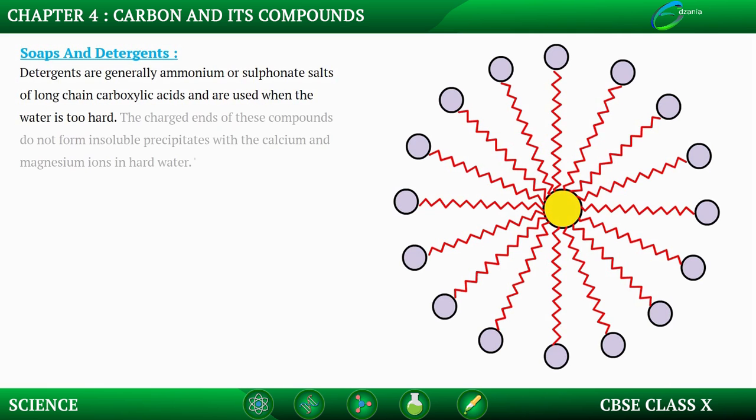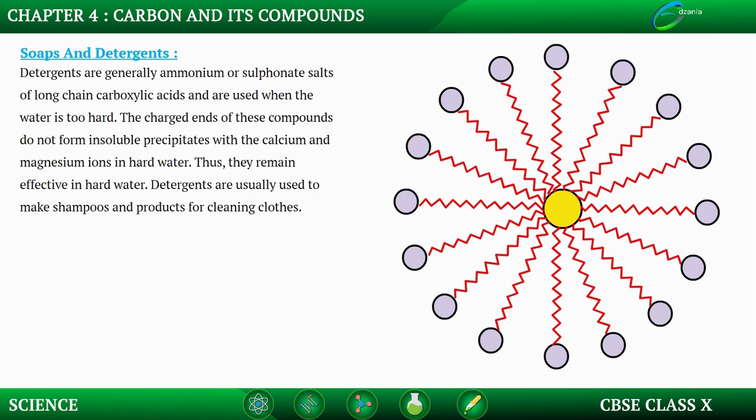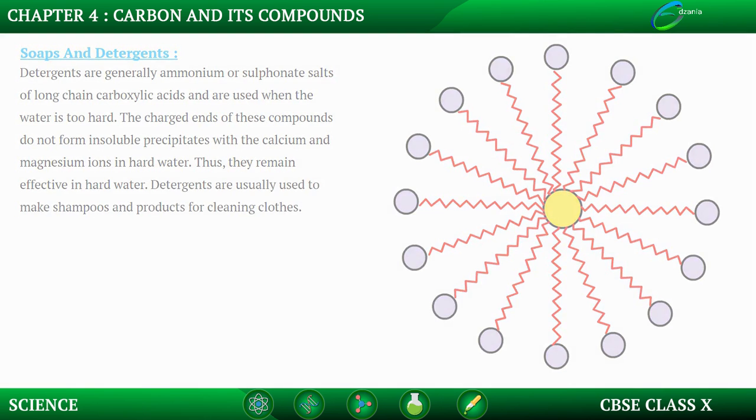The charged ends of these compounds do not form insoluble precipitates with the calcium and magnesium ions in hard water. Thus, they remain effective in hard water. When it comes to soap solution, it forms an insoluble precipitate, and if you see, whenever you use hard water, the soap solution precipitates in the water and very little foam forms. But it does not happen in the case of detergents. If you use detergents in hard water, you will see that the foam is present. And hence, detergents are generally used to make shampoos and products for cleaning clothes.